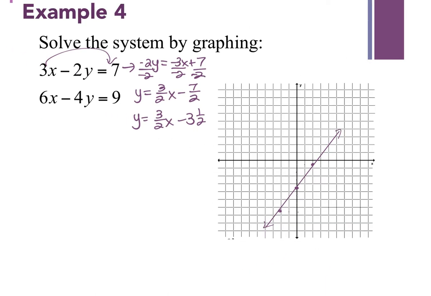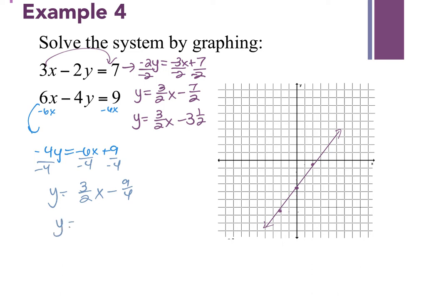Then I'm going to do the same thing with the second one. So I'm going to solve, so subtract the 6x. And I get negative 4y equals negative 6x plus 9. And then divide everything by negative 4. And I get y equals 3 halves x minus 9/4, or 3 halves x minus 2 and 1/4.